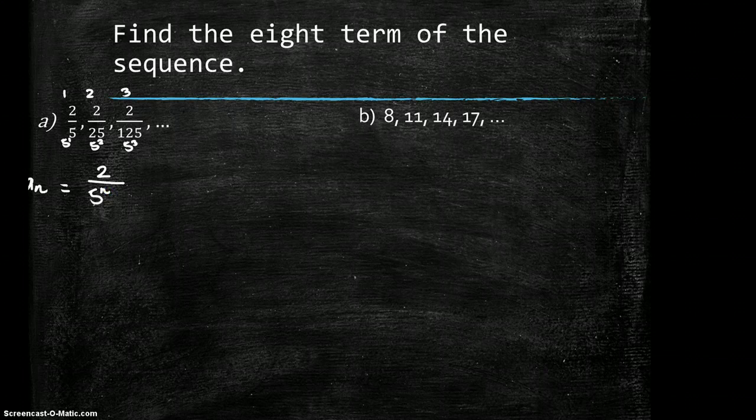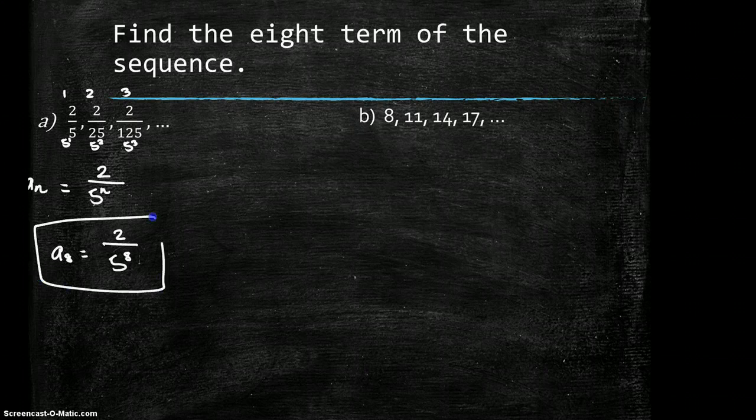That's your rule. So then they asked the question, a sub 8. So this is going to be 2 over 5 to the 8th. Now, I probably would give you a more reasonable answer to where you could multiply that out, but for this case you can leave this as a power because it's a lot to multiply. You're going to get a really, really huge number. Okay, so here's your next one.